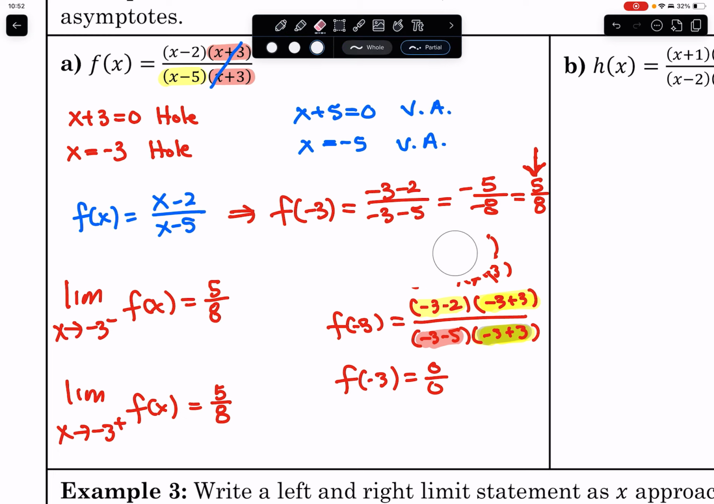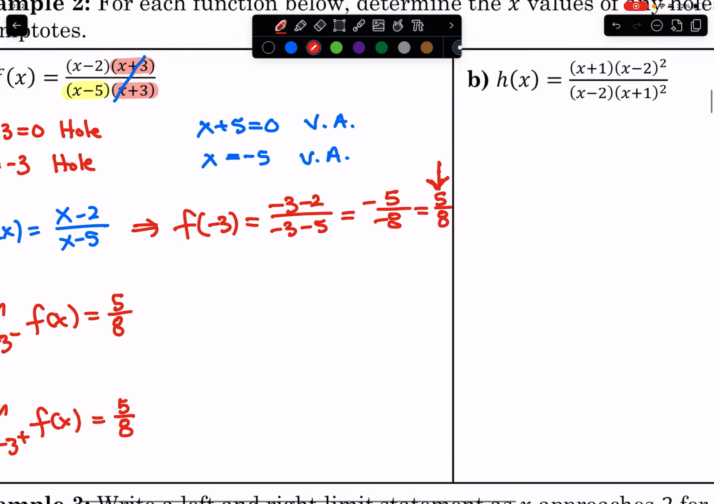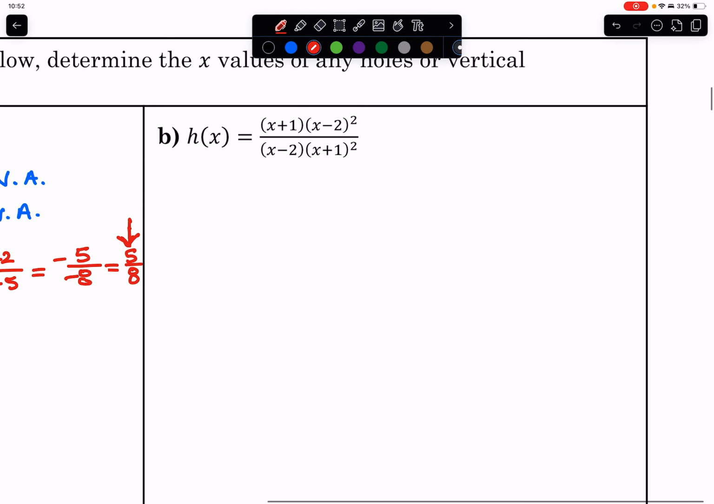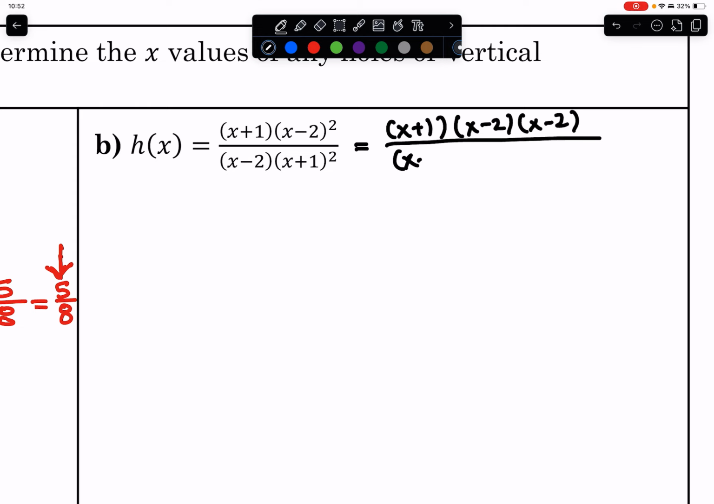So let's look at another example. Let me erase this and let's look at another example, okay? So first let's distinguish on example B where the vertical asymptote is and where the hole is. Now notice we have factors here, okay? So let's see what we have here. We have an x plus 1. We have two x minus 2's. We have an x minus 2 and two x plus 1's.